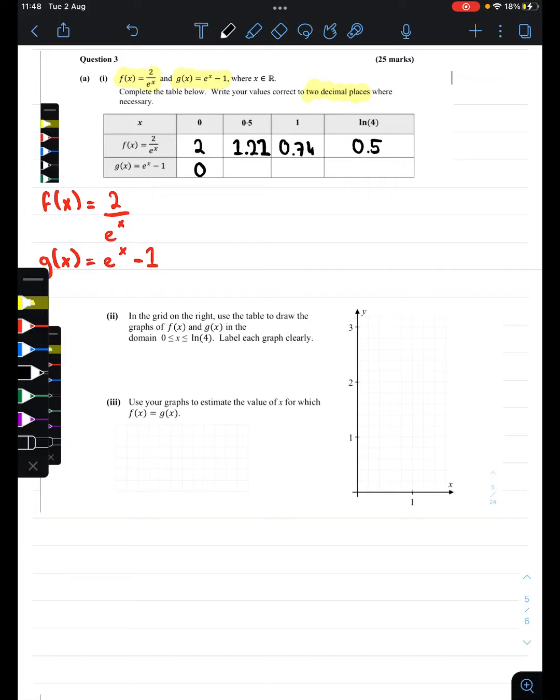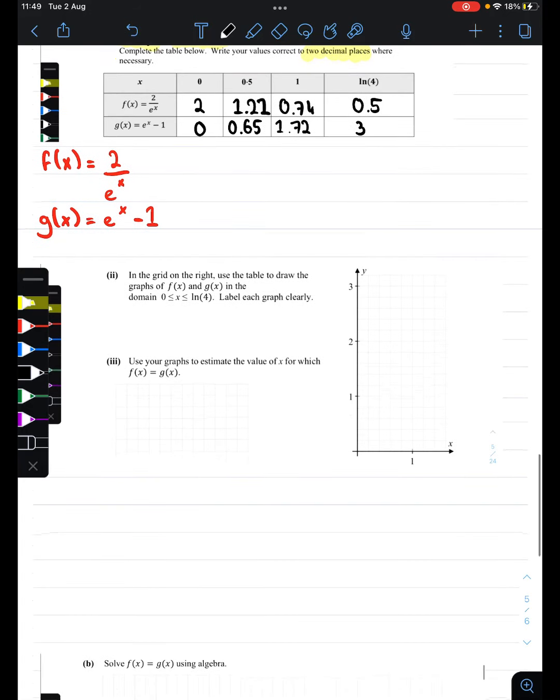e to the 0.5 minus 1 equals 0.65. e to the 1 minus 1 is 1.72. And e to the ln 4 minus 1 is, again, just 4 minus 1, which is 3. Okay, very nice start to the question.